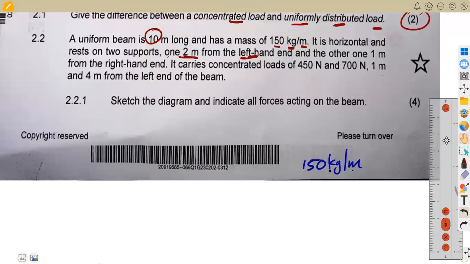Then they are saying that the beam carries concentrated loads. On the distributed load, there are also concentrated loads that are considered. Remember, the concentrated loads are the ones that are facing downwards. And so we have got 450 Newton and 700 Newton. The first one is 1 meter and another one 4 meters from the left end of the beam. So meaning to say we have got 450, which is 1 meter from the left end.